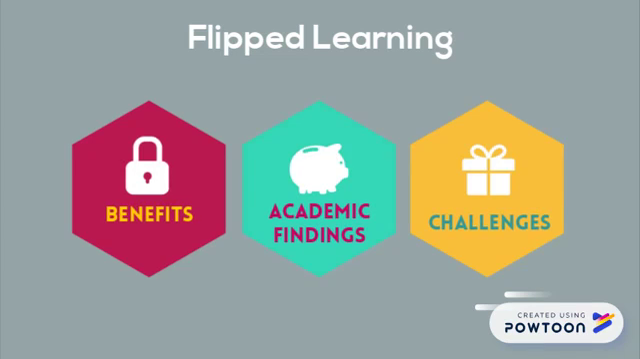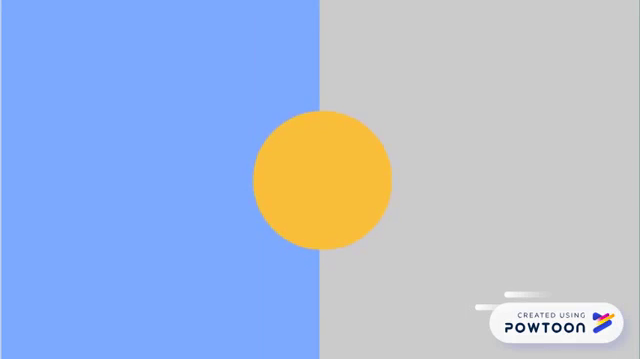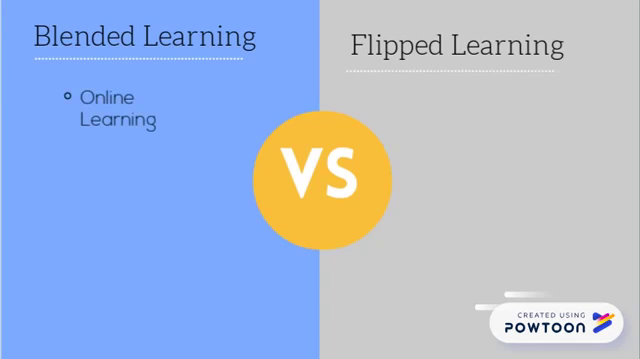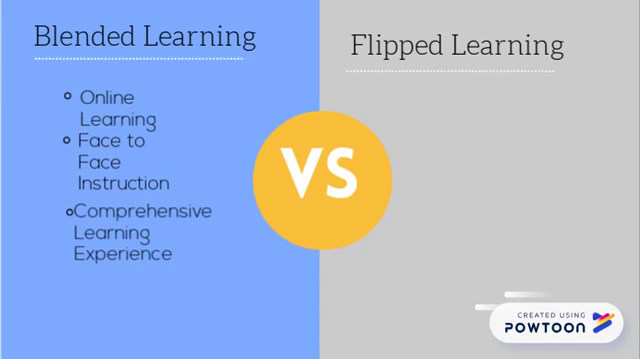Some of you may already know what flipped learning is, but for many of you, it may be a new concept. First, let's differentiate between blended learning and flipped learning. Blended learning involves both online and face-to-face instruction. They work together in order to provide a comprehensive learning experience. An example would be giving students an online group project on a subject they are currently discussing, whereas flipped learning is a bit more specific.